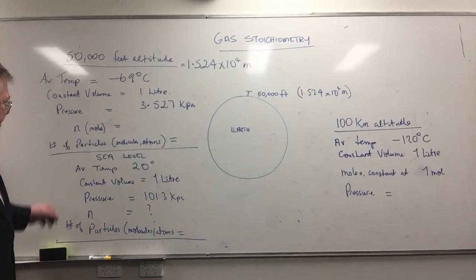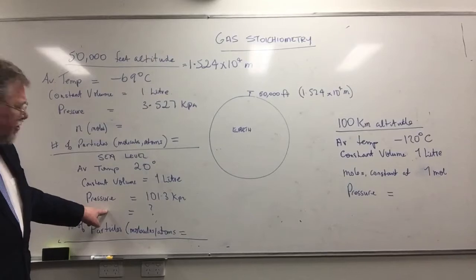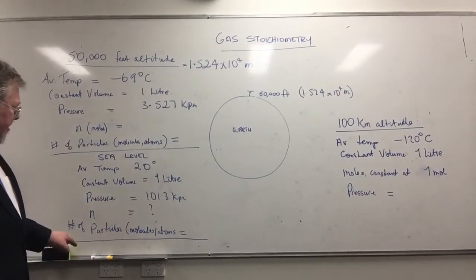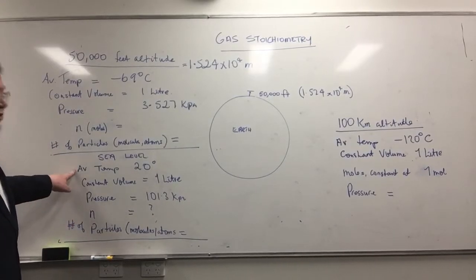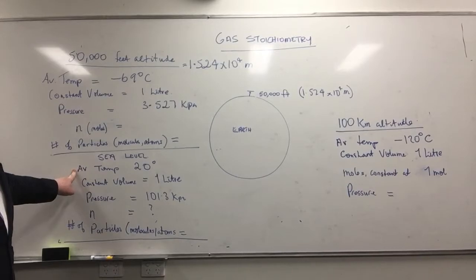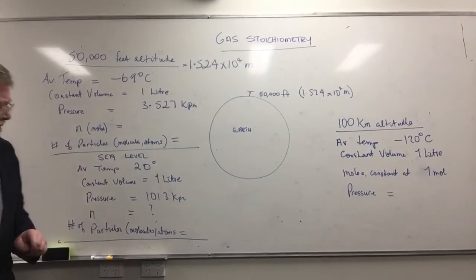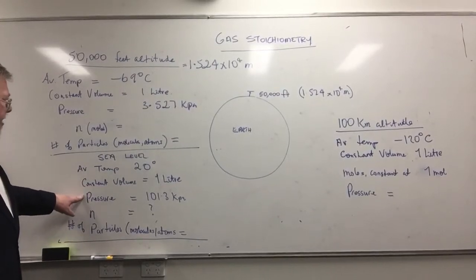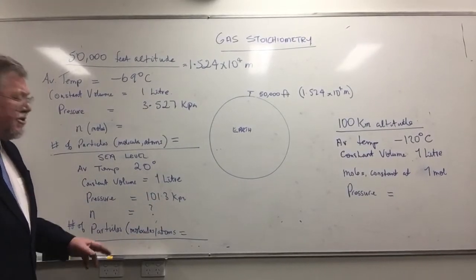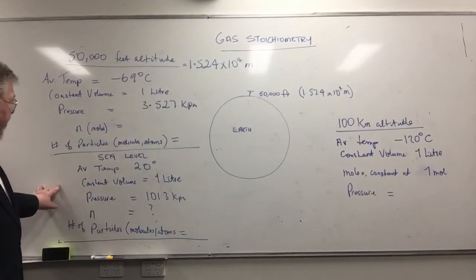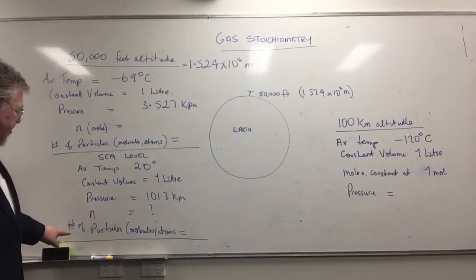So at sea level, let's have a look at what we would get. What is the number of moles we're going to get in 1 litre? I think we already know that. However, I just want you to make a note of that. So the average temperature is 20 degrees, a constant volume, again 1 litre. We're going to maintain the pressure at the surface at 101.3 kilopascals. We measured that already. And I want you to work out the number of moles and also the number of particles.